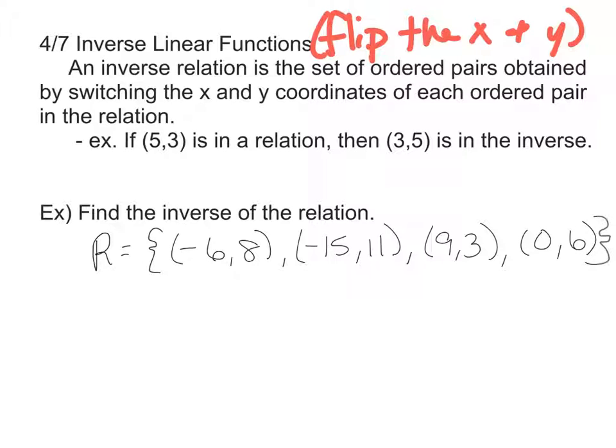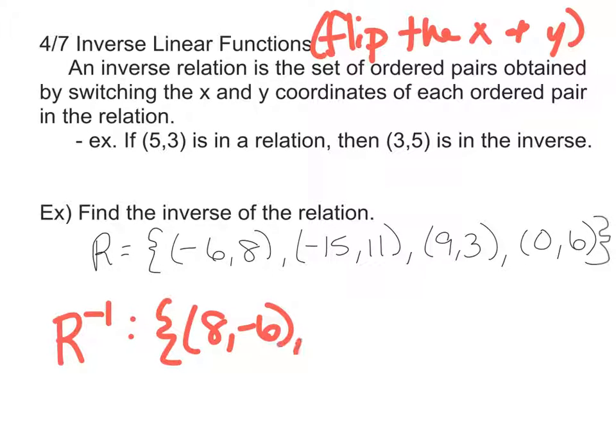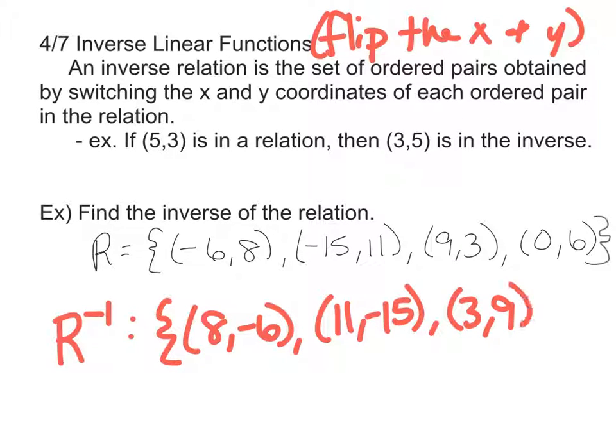So the first example, find the inverse of the relation. The way we write inverse is like R negative 1. Okay, and then the inverse, the first one, we're going to switch our x and our y, so it'll be (8, -6). Then (11, -15). (3, 9). And lastly, (6, 0). Okay, so essentially all we're doing is flipping the x and the y.